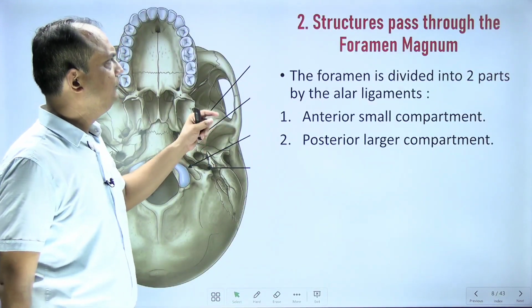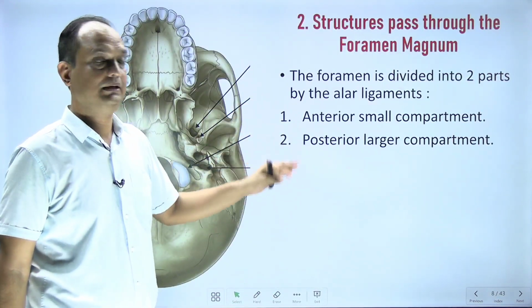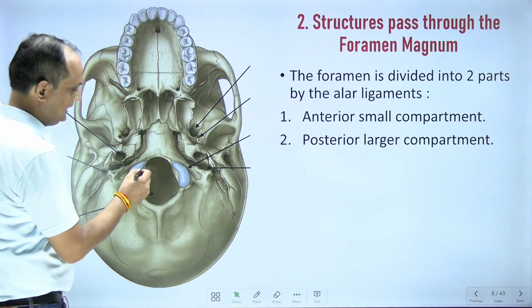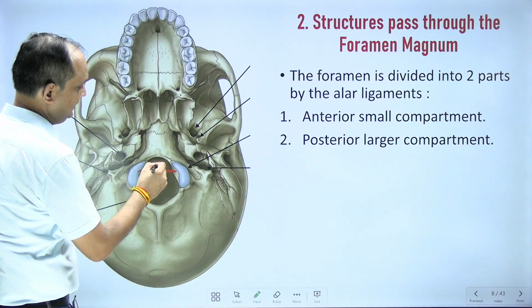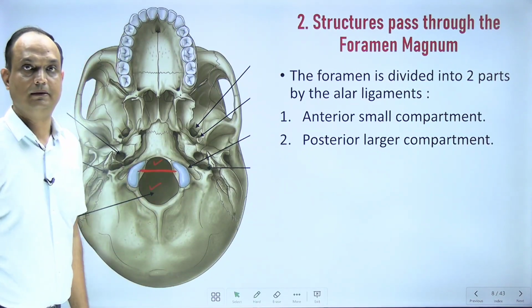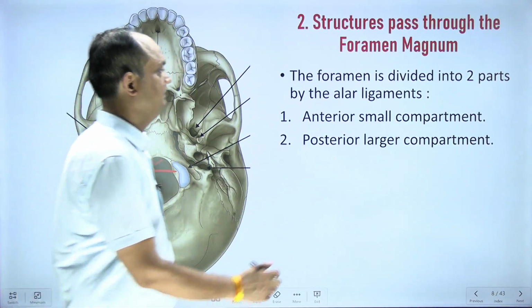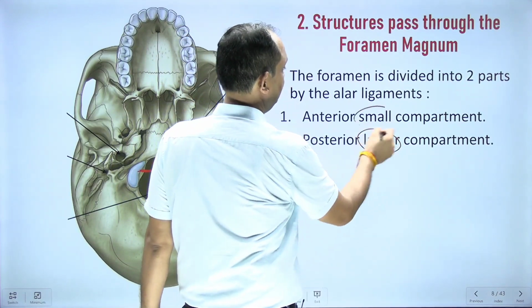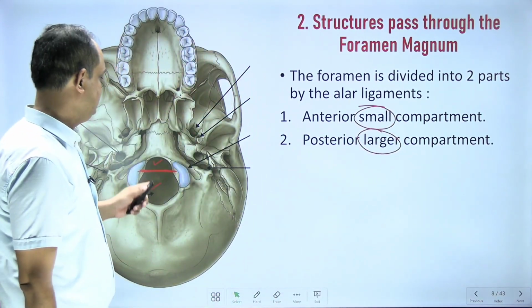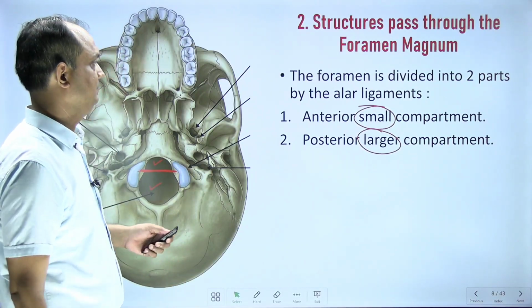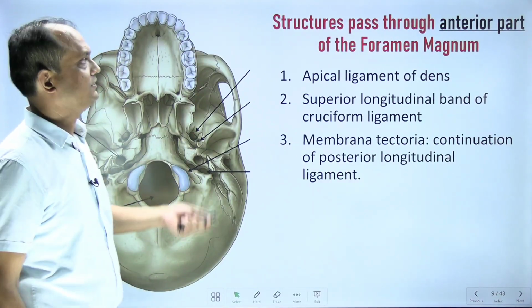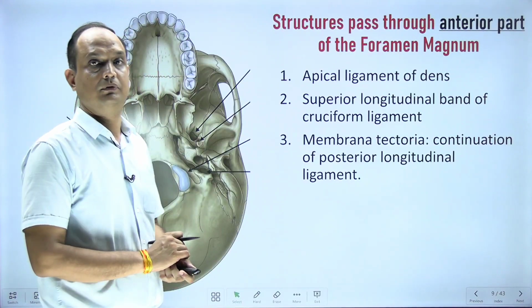Now, it is said that this alar ligament attachment divides the foramen into two parts, anterior compartment and posterior compartment. Here you can see that the posterior compartment is larger and the anterior compartment is smaller. So, first we will see the structures in the anterior compartment, and then the structures in the posterior compartment of foramen magnum. So, what are the structures present in the anterior compartment of foramen magnum?